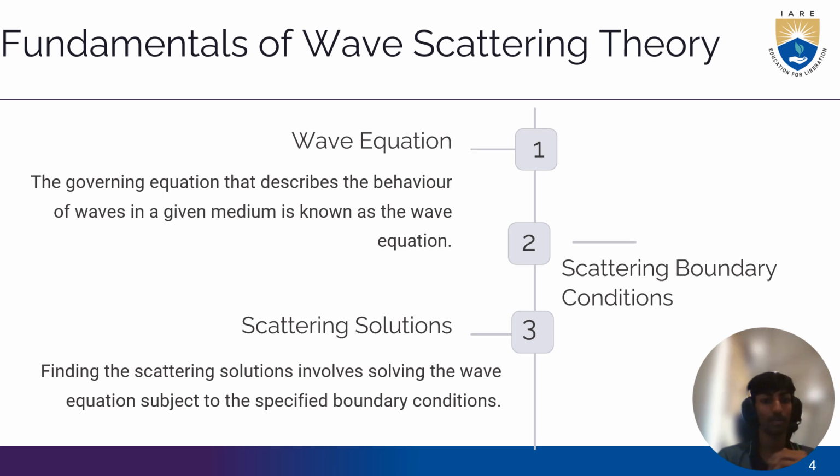So, fundamentals of wave scattering theory. First, the wave equation. The governing equation that describes the behavior of a wave in a given medium is known as the wave equation. The second one, scattering boundary conditions. And the third one, scattering solution. Finding the scattering solution involves solving the wave equation subject to the specific boundary conditions.